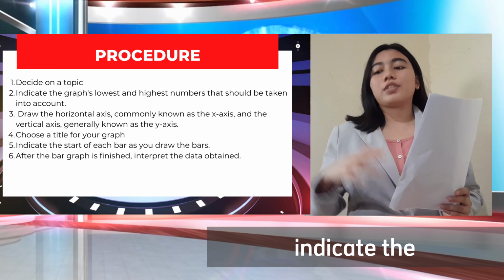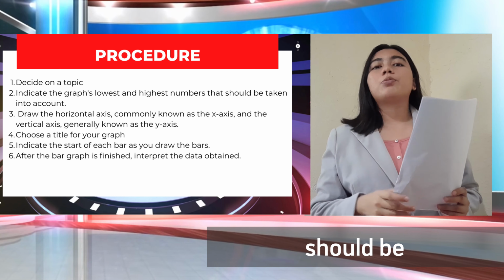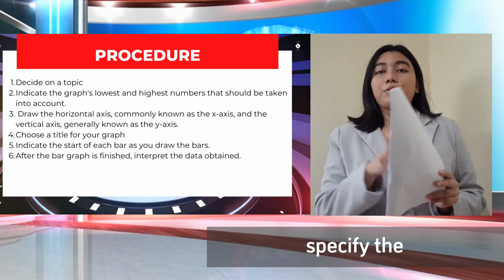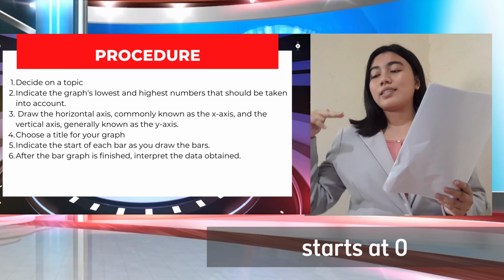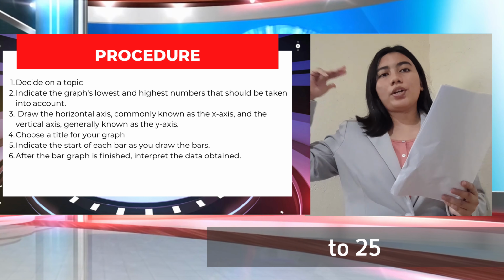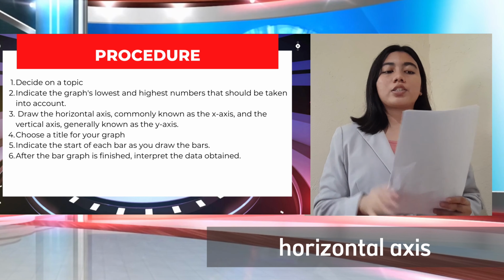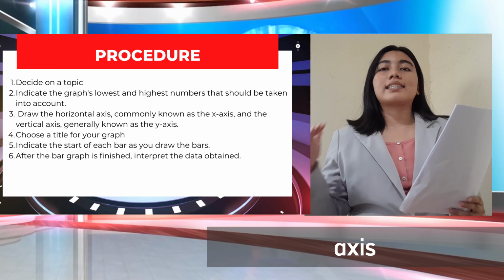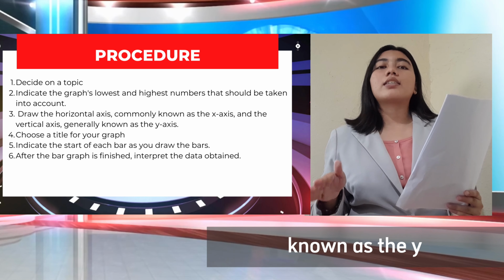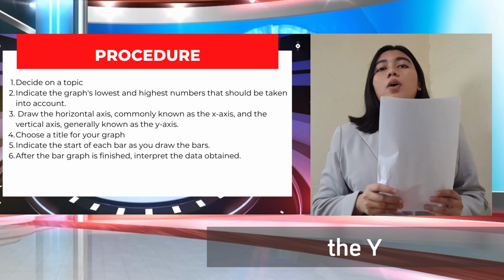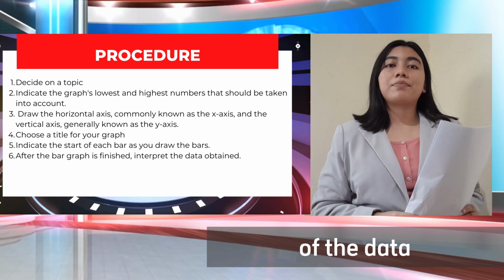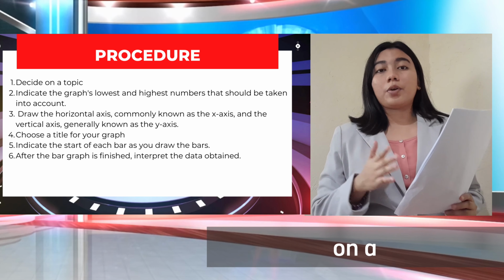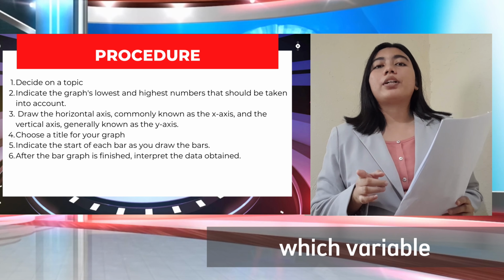Then, indicate the graph's lowest and highest numbers that should be taken into account. Specify the range of values that should be shown in your bar graph, such as whether it starts at 0 and goes up in 5s to 25. Next, draw the horizontal axis, commonly known as the x-axis, and the vertical axis, generally known as the y-axis. Data presented on the y-axis demonstrates scale, while the x-axis depicts the categories of the data. To accurately label each axis on a graph, you must indicate which variable it represents.